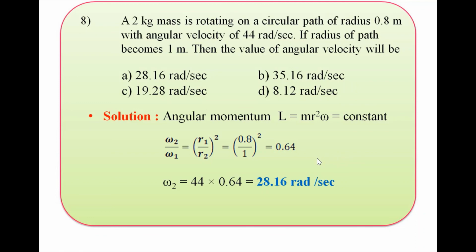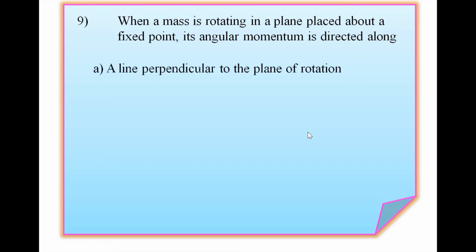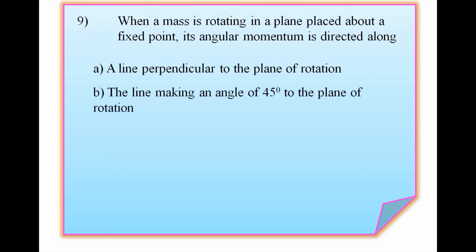So here the objective number 8. Let's see the next objective. When a mass is rotating in a plane about a fixed point, its angular momentum is directed along. So let's see the options. Option A is a line perpendicular to the plane of rotation. Option B is the line making an angle of 45 degrees to the plane of the rotation. Option C is radius and option D is the tangent to the orbit.